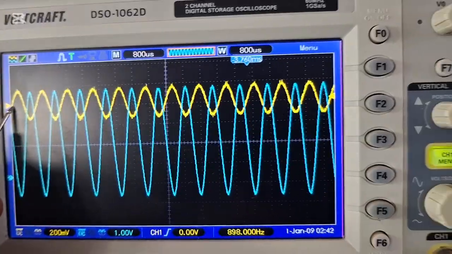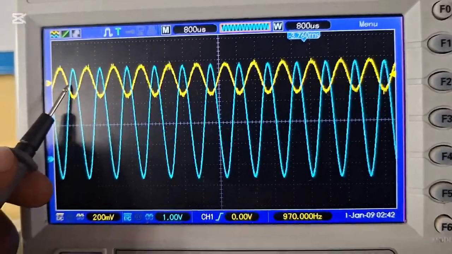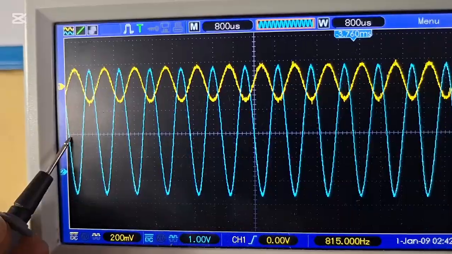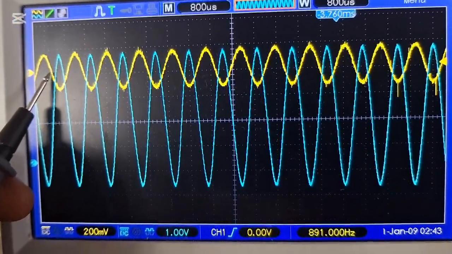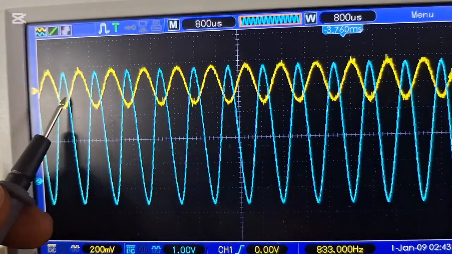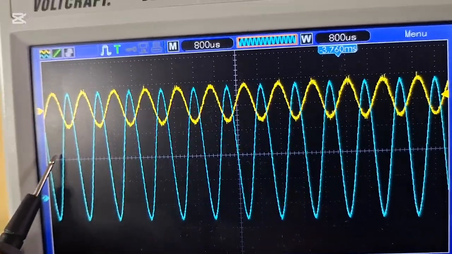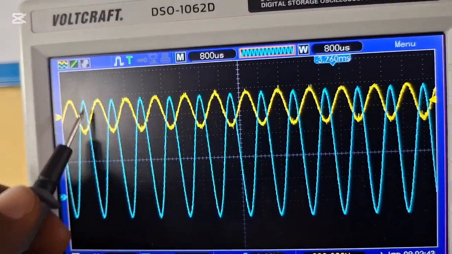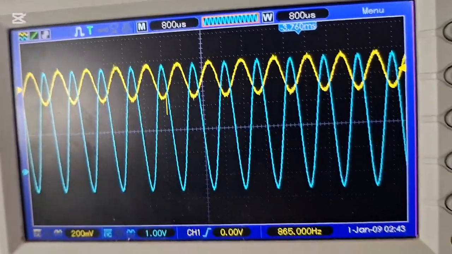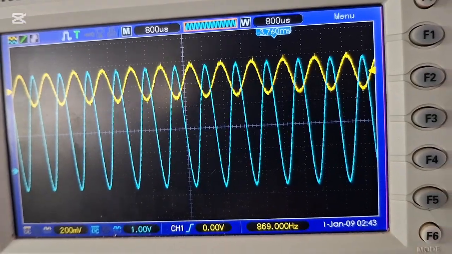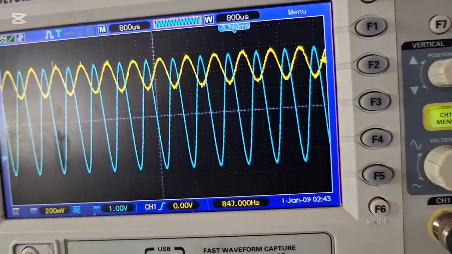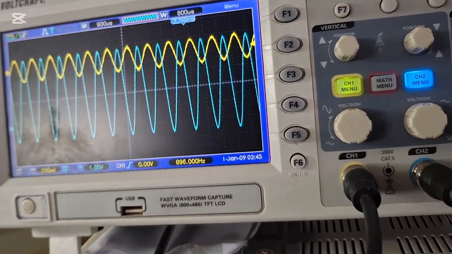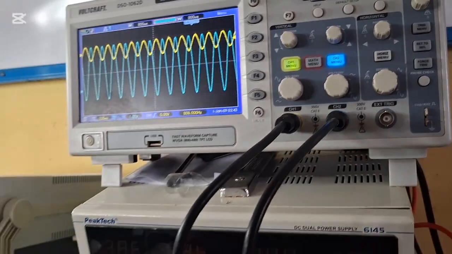For the positive half of the input waveform, we have a negative half of the output waveform. And when the input waveform falls to negative, at that same time, we have the output waveform rising to positive. For this reason, we say that the output of a common emitter amplifier is always 180 degrees out of phase with the input voltage. So there you have it.